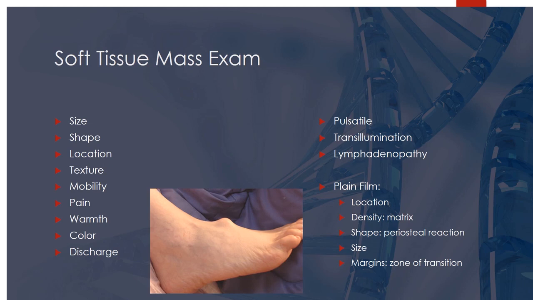Is there associated lymphadenopathy? I have plain film in here too, because oftentimes we go straight to an MRI to look at a soft tissue mass, but sometimes a plain film can show us stuff on occasion too. Where the mass is located, the density, is there any calcification within the mass itself? Is there any involvement of the underlying osseous structures, creating a periosteal reaction or invasion of the underlying bone? Can we get some rough margins off of the plain film as well?